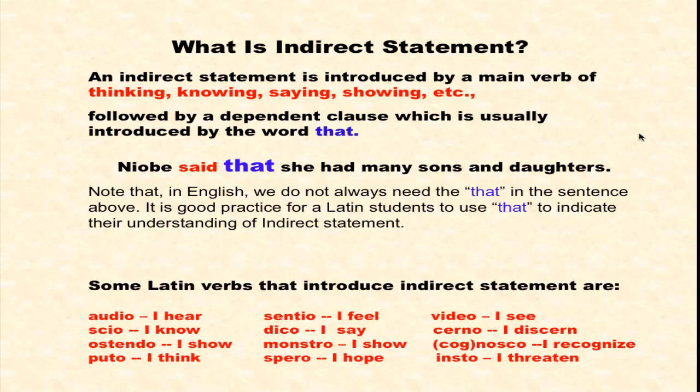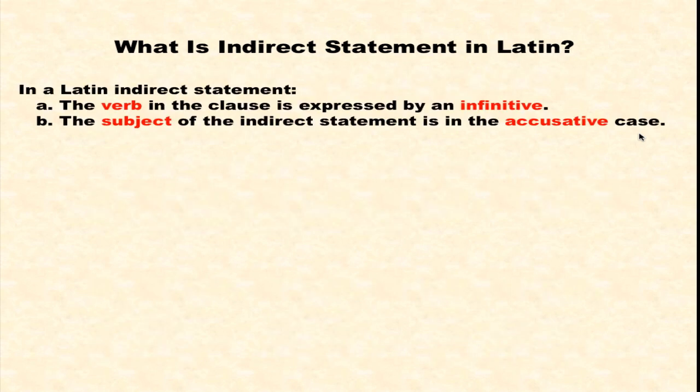There are many Latin verbs that introduce indirect statement. There's a list that I'm giving you right here: showing, knowing, hearing, hoping, seeing, and thinking, for example. What's indirect statement in Latin? In Latin, the verb in the clause is expressed by an infinitive. The subject of the indirect statement in that clause is in the accusative case.